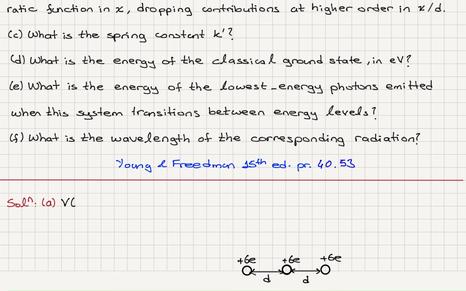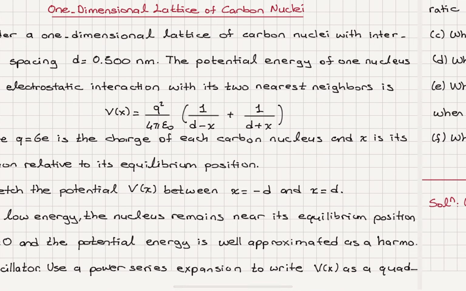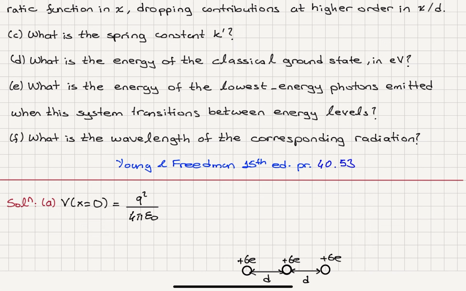Now when x is equal to 0, we have q squared over 4 pi epsilon 0, where q is 6e, remember, 1 over d plus 1 over d. That's for the equilibrium position, which is equal to q squared divided by 2 pi epsilon 0 d.